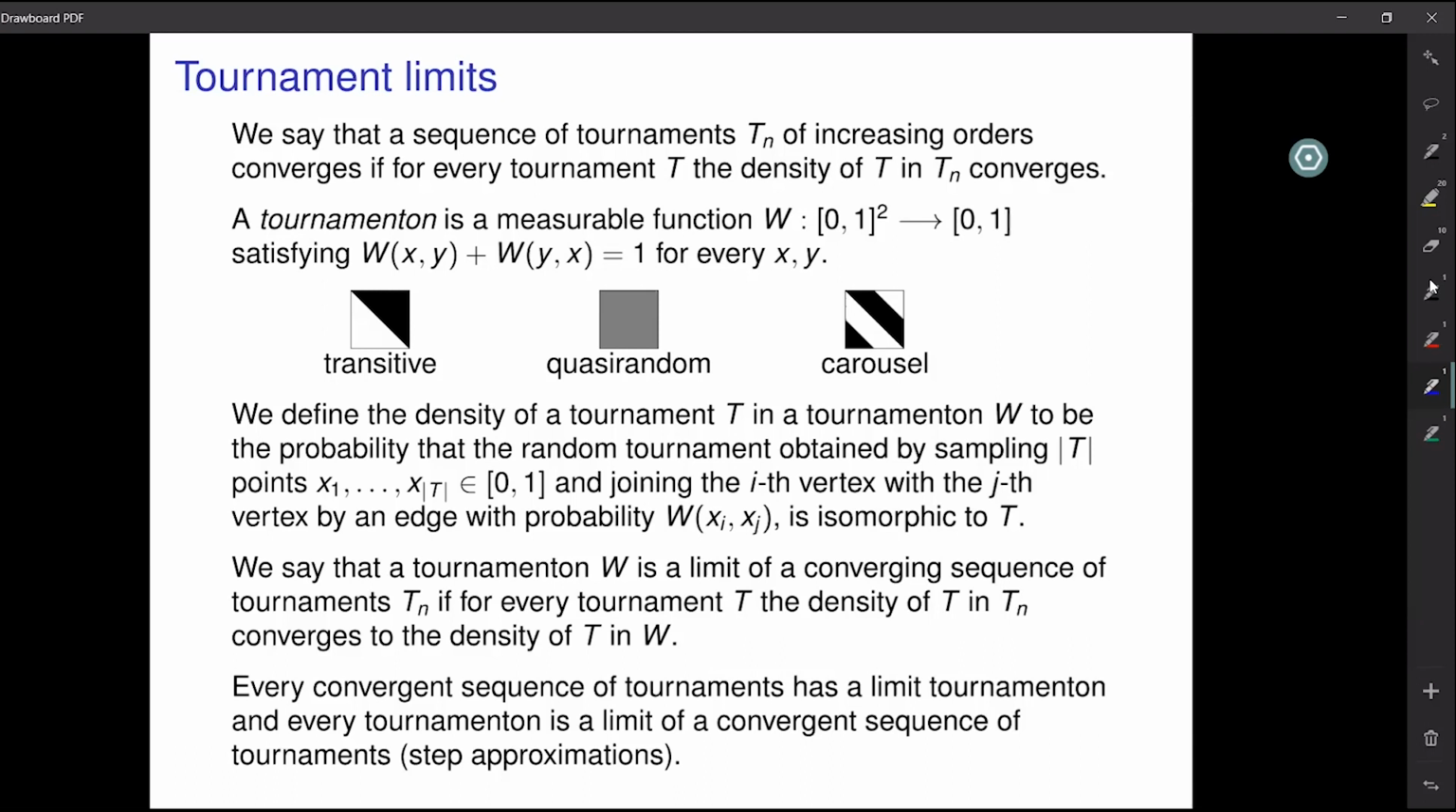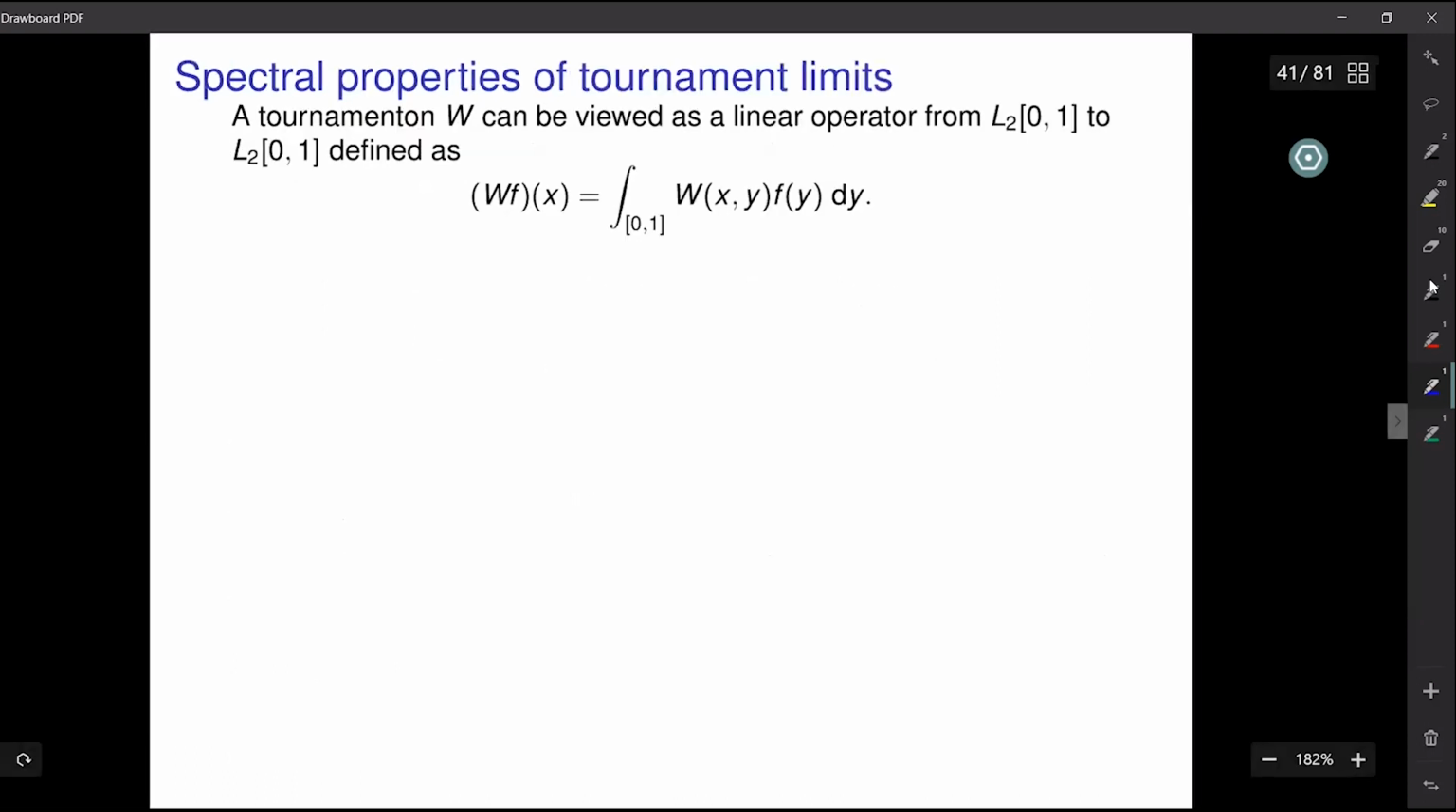The only difference between tournament limits and graph limits is in spectral properties. And why it's so different: the problem is that if we look at the tournamenton or a graphon as a linear operator, then in the case of graphons, the graphon is symmetric.